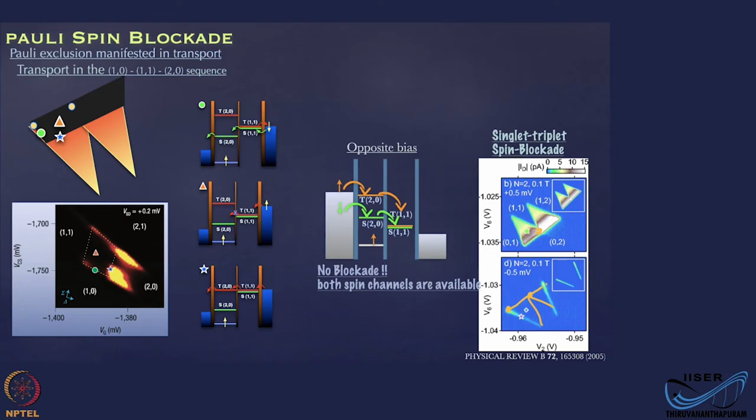So in one direction you have no blockade, current is flowing through the system. In the other direction you have transport blocked because of the Pauli exclusion principle. This is in a different material system. And in summary, what you are seeing here is the Pauli selection rule applied to the transport of the system, okay.